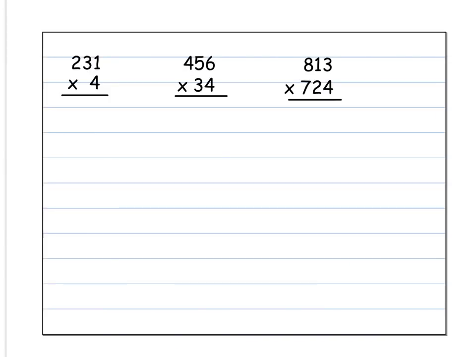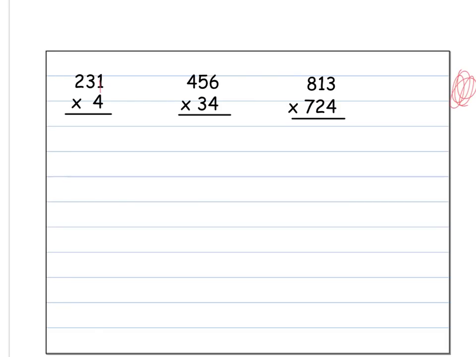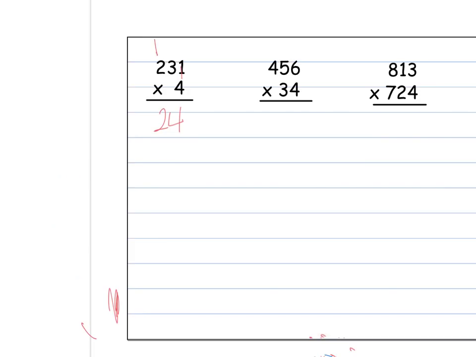All right, a few more to try. Again, we start with the 4 and we multiply it to each of the top numbers. So 4 times 1 is 4. There we go. 4 times 3 is 12. All right, 12. Regroup our 1. 4 times 2 is 8, plus 1 is 9. Our final answer is 924.